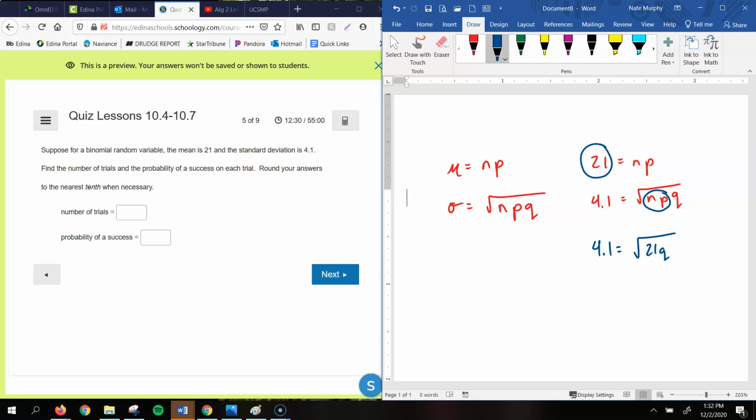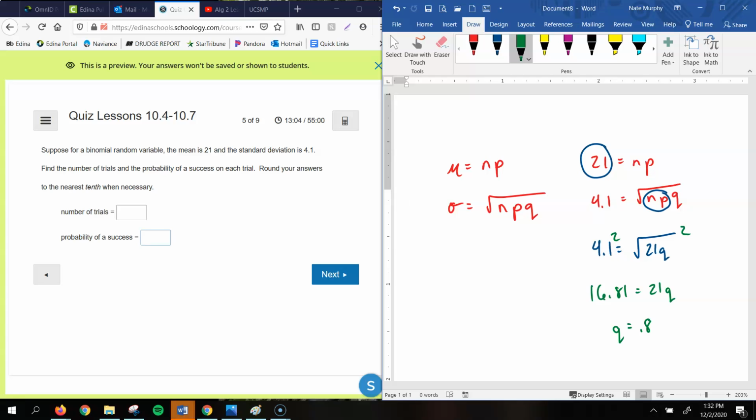And now I would just solve this equation. I'm going to solve this by getting rid of the square root, so I'm going to square each side. When I square 4.1, we get 16.81. So now I have 16.81 equals 21q. To solve for q, I'm going to divide both sides by 21. When I divide both sides by 21, I get about 0.8005. So we're just going to round that to 0.8. So the probability of a success would be 0.8.